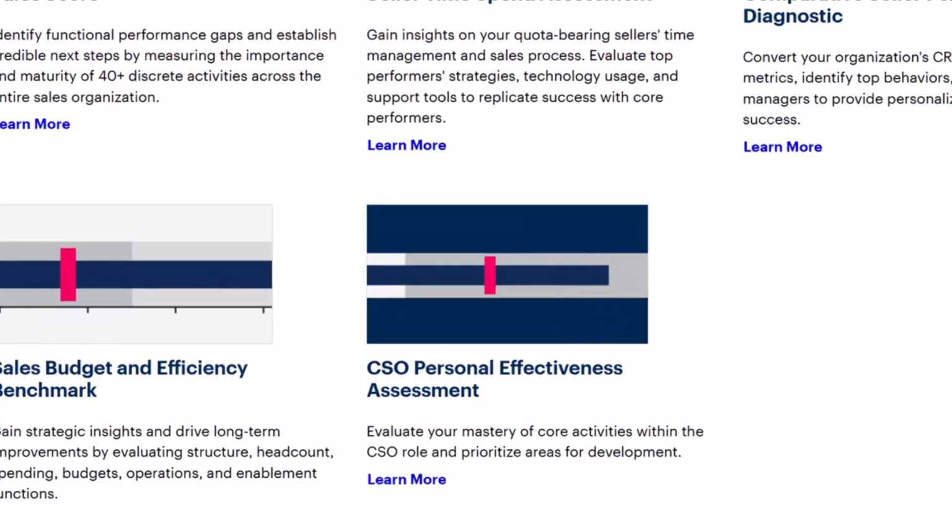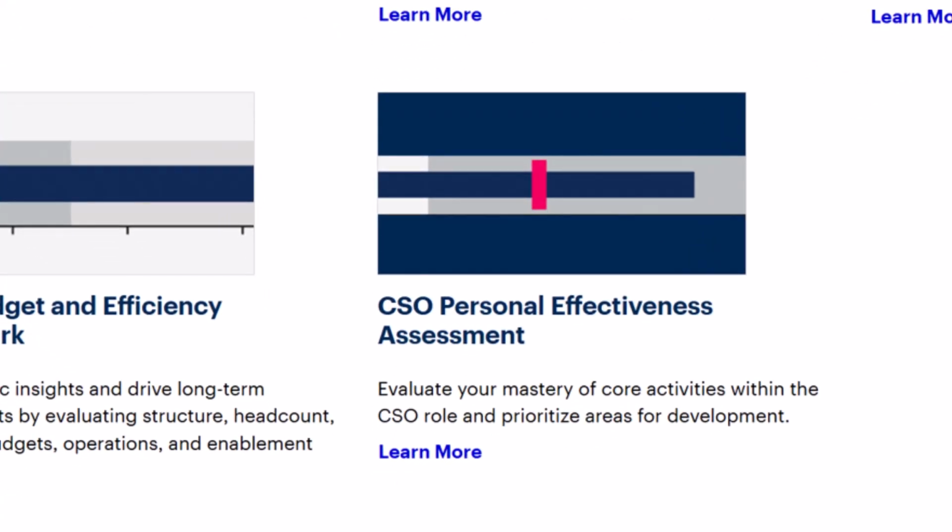Very good. Excellent. Now let's go into the CSO personal effectiveness assessment. That's another interesting area, I think. Yeah, so a lot of our clients are chief sales, chief revenue, chief commercial officers.